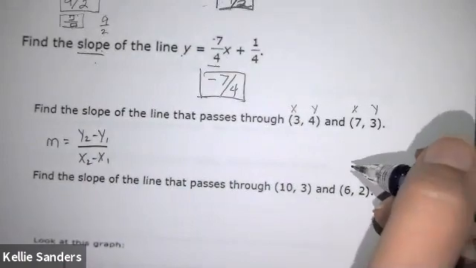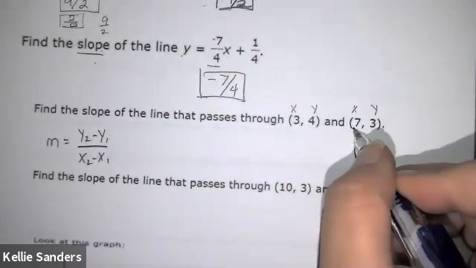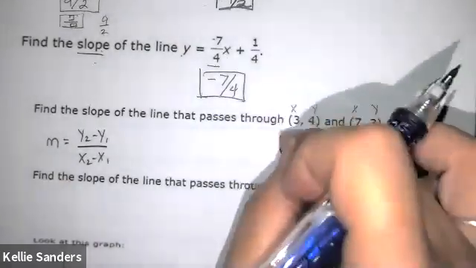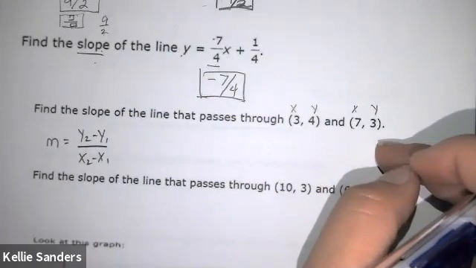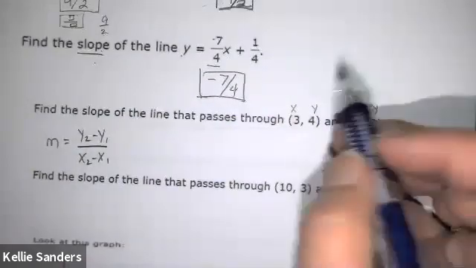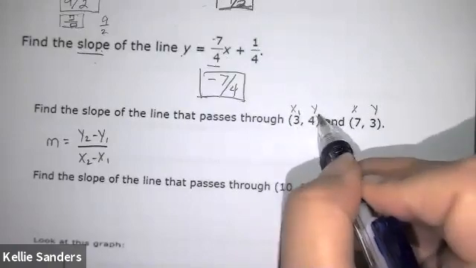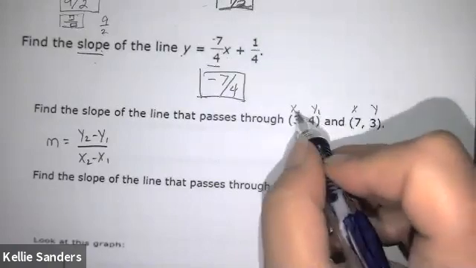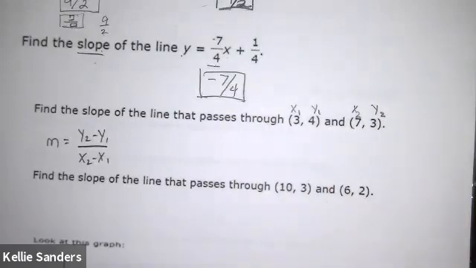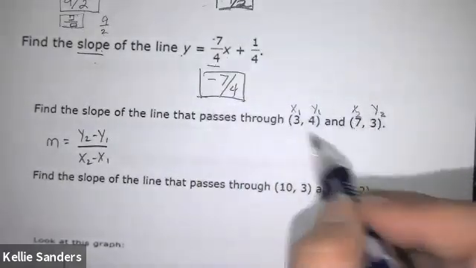For your information, they could have written 7-3 first and then 3-4 second. It doesn't matter which point you say is first and which point you say is second, but if you say that this is your first x, then that is your first y. If that's your first point, then that's your second x and that's your second y. Okay? It could have been vice versa though.